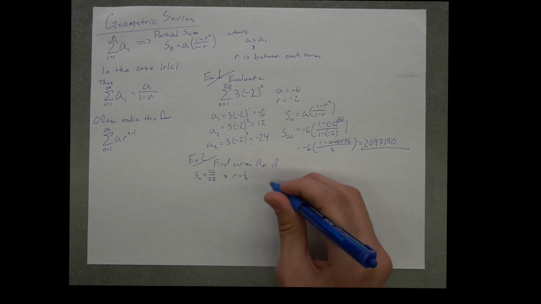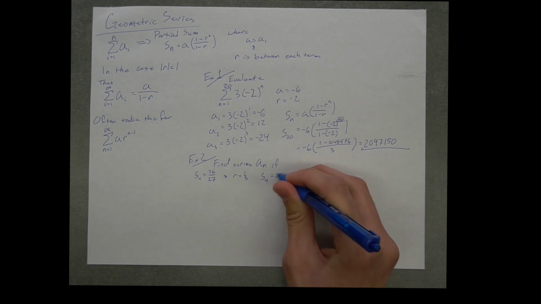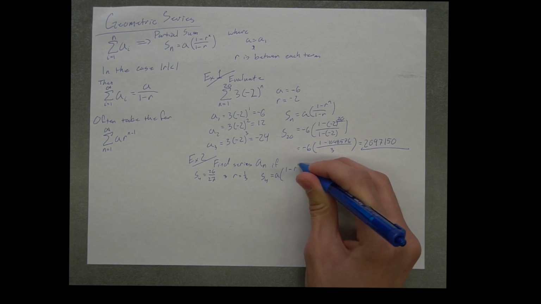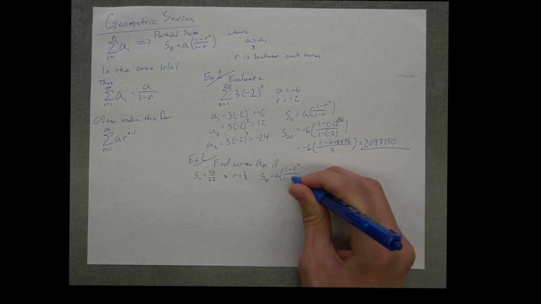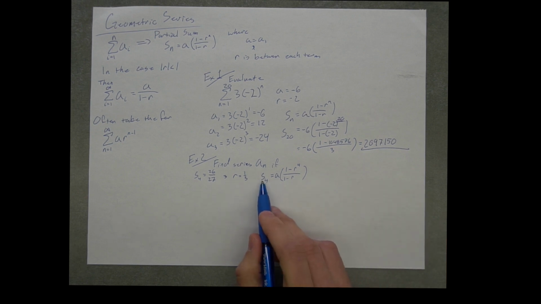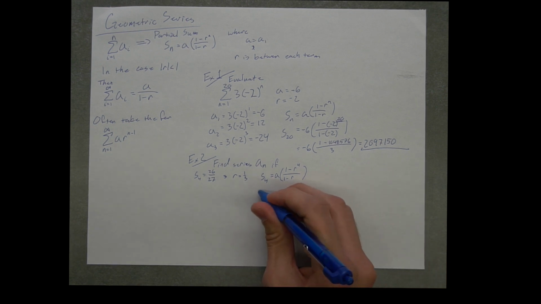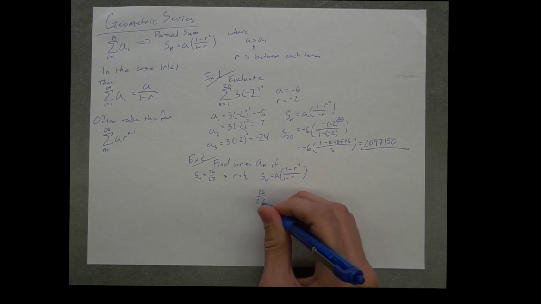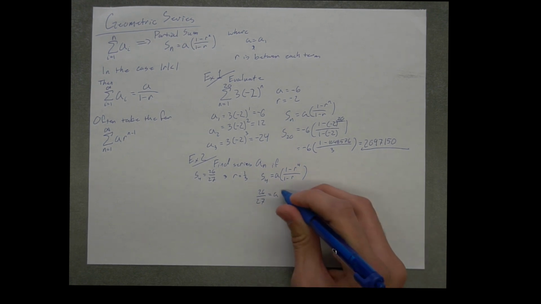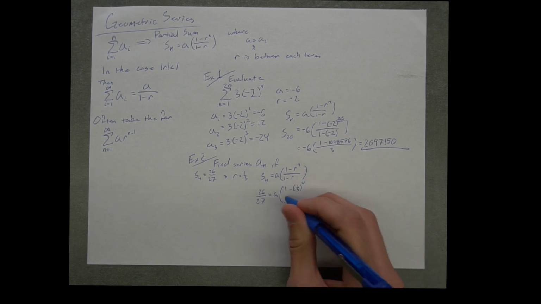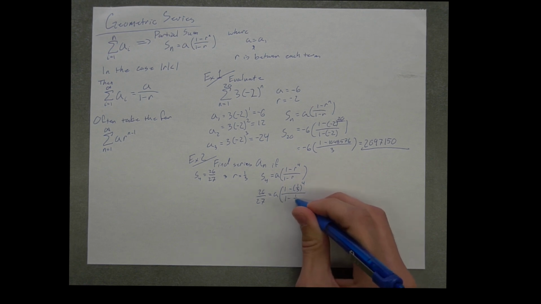So we can write this as S sub 4 is equal to a times 1 minus r to the 4 over 1 minus r. We know what S sub 4 is. We know what r is. We need to find a so that we can write the series. So this is 26 over 27 equal to a times 1 minus a third to the 4th over 1 minus a third.